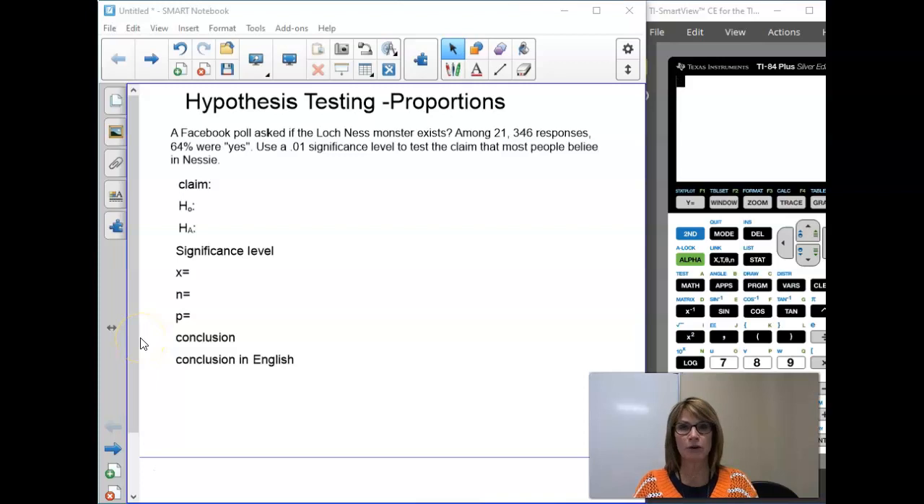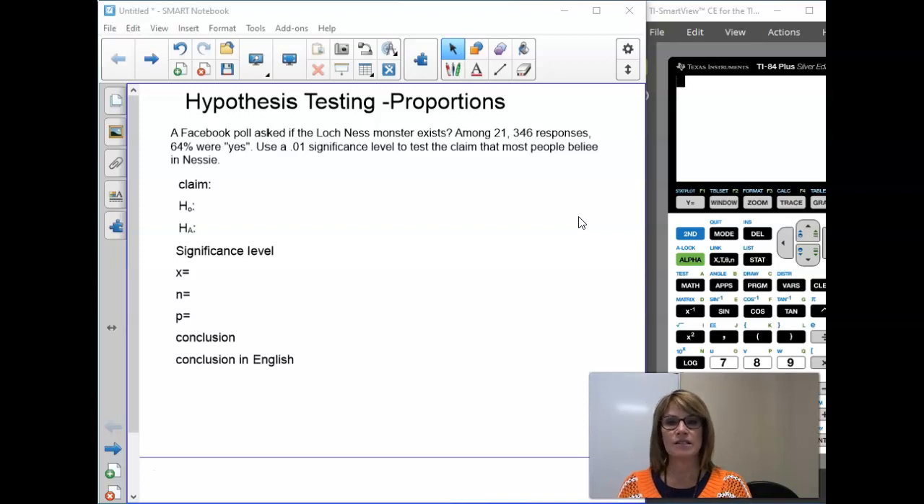So a Facebook poll asked if the Loch Ness Monster exists. Among 21,346 responses, 64% were yes. Use a 0.01 significance level to test the claim that most people believe in Nessie.